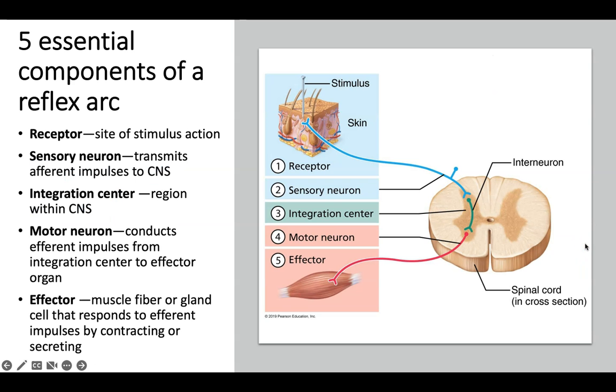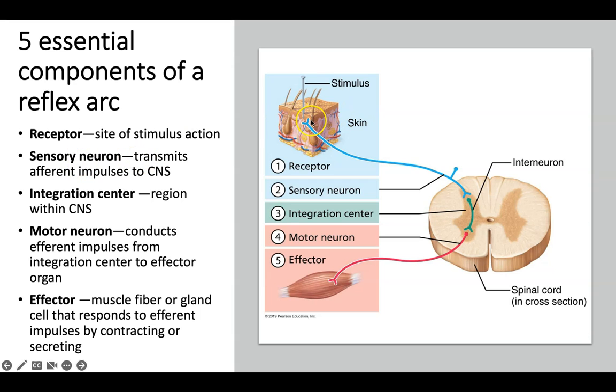So let's look. If you're looking at a reflex, this is going to happen because of a reflex arc. And there are 5 essential components of a reflex arc. We're going to start at a receptor. So this is where the stimulus acts. So in this case, it looks like, oh my goodness, this person has been stuck with a needle. So there is a receptor that is detecting that stimulus. That receptor is then going to create a receptor potential. And that receptor potential is going to excite a sensory neuron.